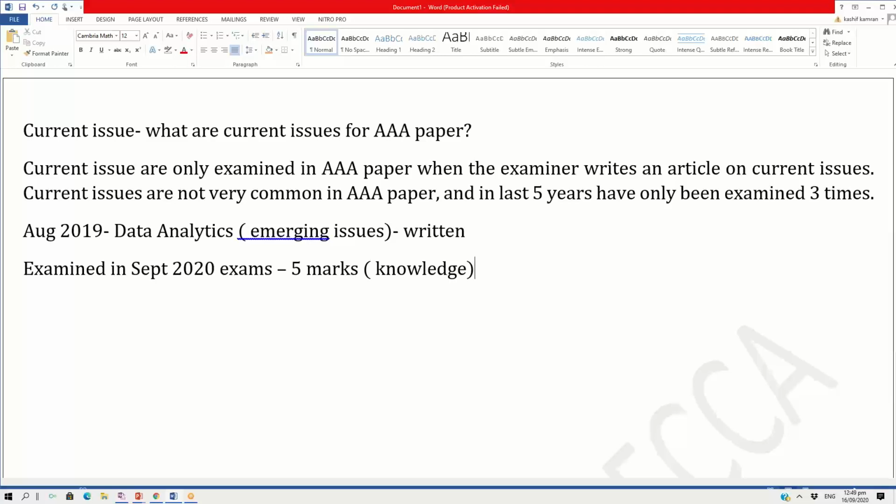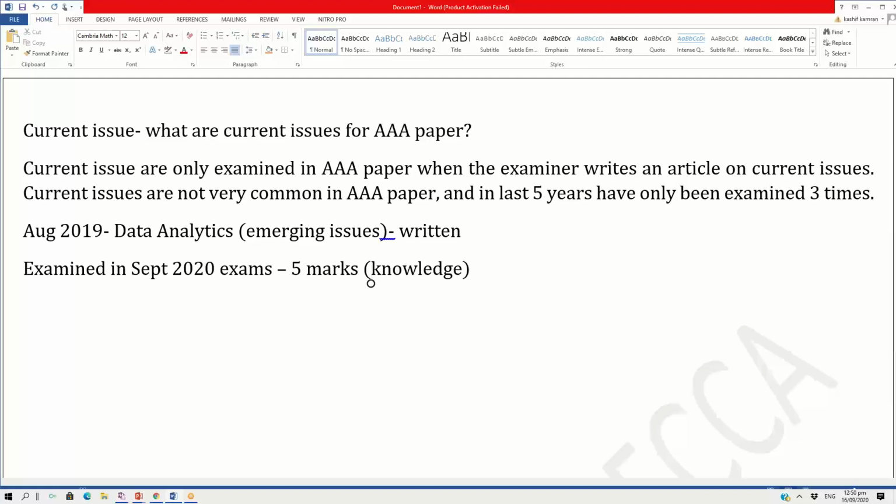That's nothing strange. And normally whenever we have seen the examiner asking current issues, the examiner has not asked current issues more than 10 marks. In the last 5 years, they've only come 3 times. Maximum number of marks are 10, minimum number of marks are 5. And what does the examiner test from a current issue? The knowledge given in the article. And that was tested in September 2020 exams for just 5 marks.